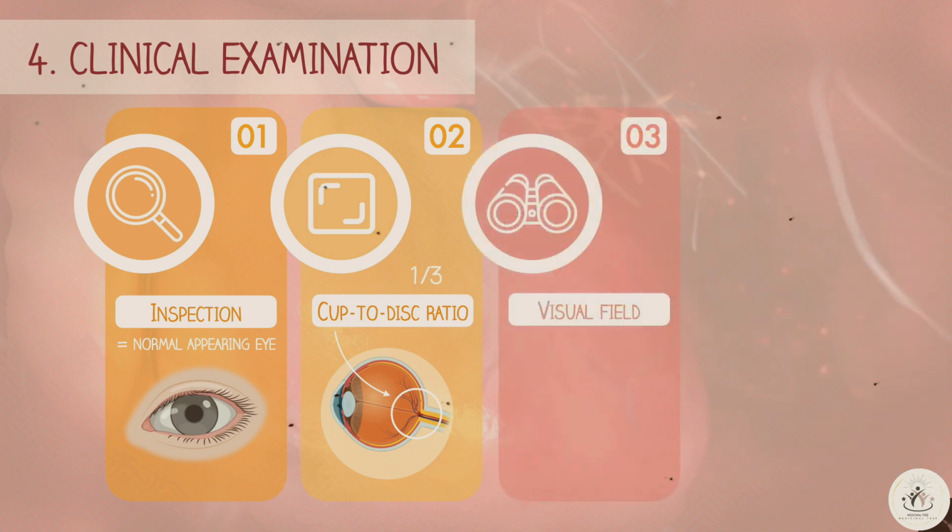Visual field loss is challenging to pick up clinically, as it often becomes noticeable only when there's a 50% or more loss of nerve fibers.